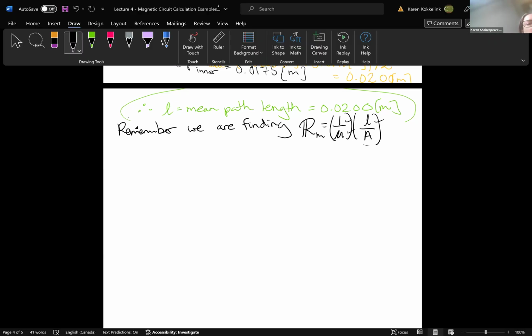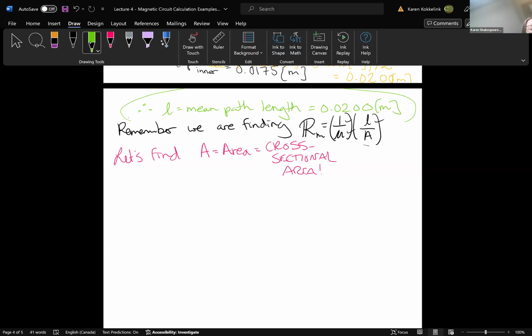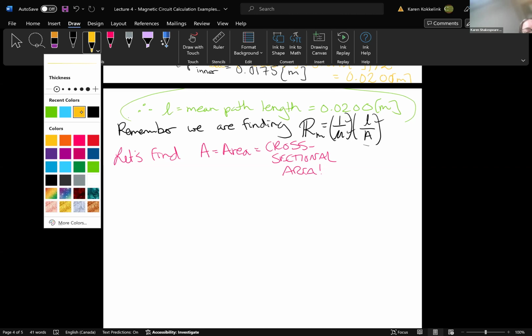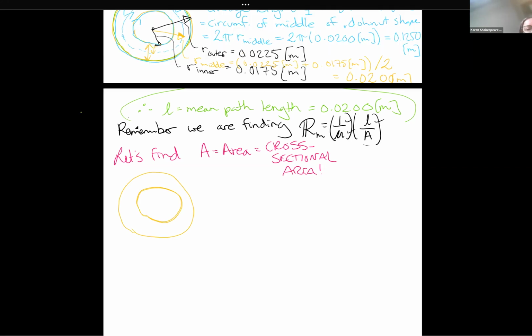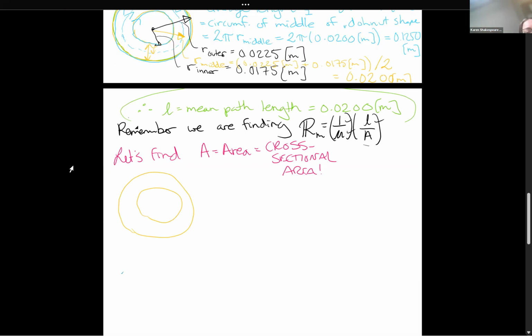And at the same time, let's define what this area means. A equals area equals, it's a cross-sectional area. And that's really, really important, that it's a cross-sectional area. If we draw this toroidal shaped magnetic circuit, this is the entire magnetic circuit. This magnetic circuit has flux established inside it. Lines of flux are established inside this magnetic circuit. Great.